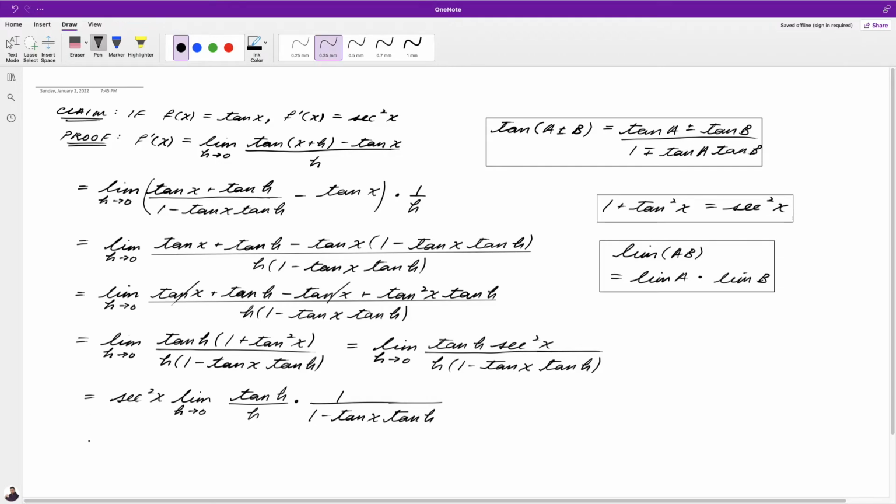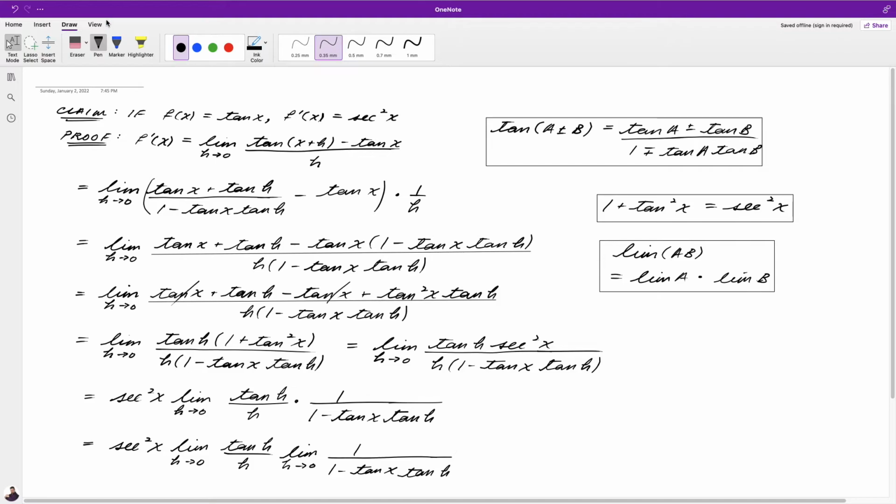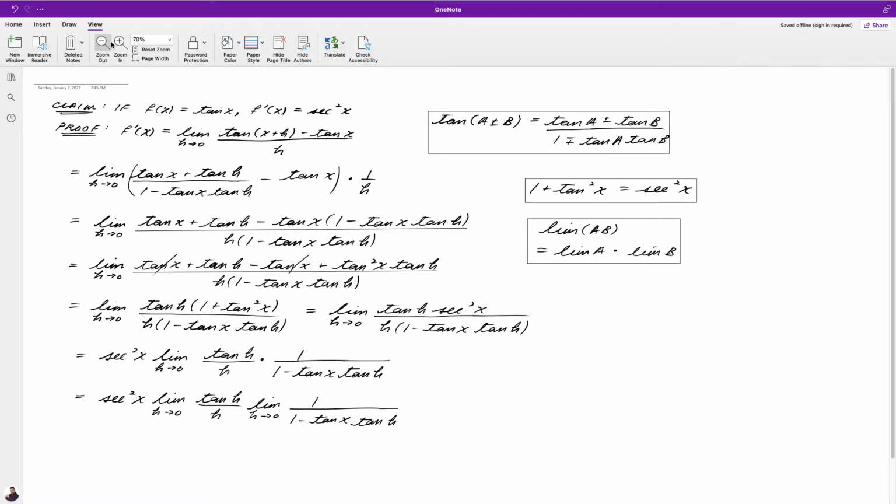Okay, so that's going to allow me to write this as secant squared x times the limit as h trends to 0 of tan h over h, times the limit as h trends to 0 of 1 over 1 minus tan x tan h. Okay, just like that. All right, let's zoom out one step there.